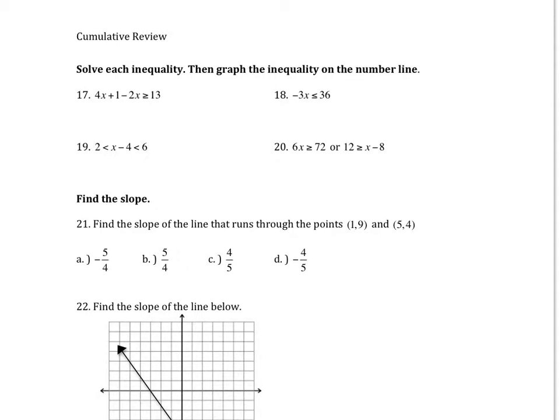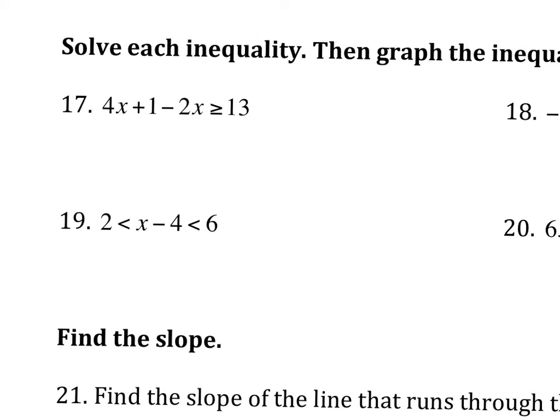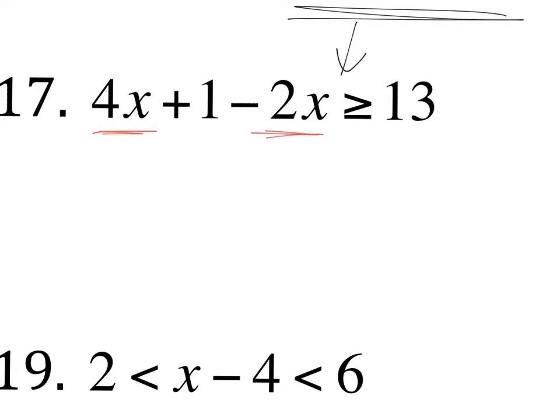Page 2, let's do this. Looking at 17, first of all, we're dealing with inequalities here. We're going to treat them like equations, but notice the sign's not an equal sign anymore, it's an inequality. But the same things are going to apply, like when you have a variable appearing twice on the same side, you're going to combine them. Pay attention to the sign in front.